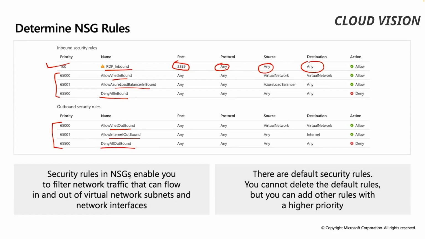Security rules in NSG enable you to filter network traffic that can flow in and out of a virtual network subnet and network interface. There are default security rules, which I just demonstrated here, these three. You cannot delete the default rules, but you can add other rules with a higher priority. That is the reason you can see 65,000, 65,001, 65,500. They're given very high numbers, so I can give a lower number to increase the priority of my own rule.